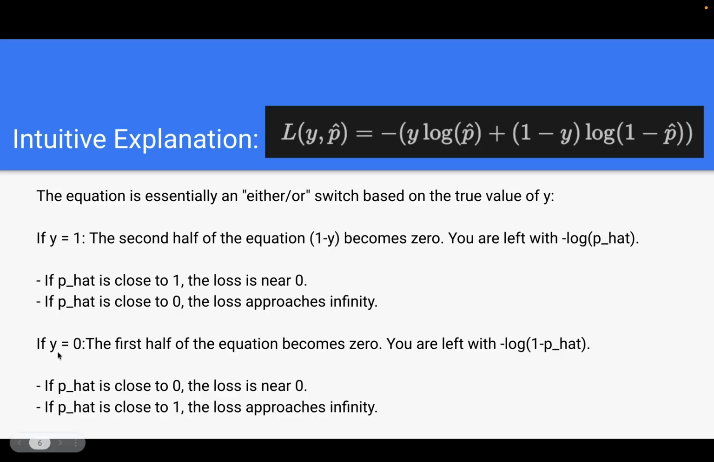If your ground truth, which is y, is equal to 0, then the first half of the equation becomes 0. So this section becomes 0, we are left with this one. So here we'll have minus of log of 1 minus p hat. Here if p hat is close to 0, the loss is near 0. If the p hat is close to 1, the loss approaches infinity. So here we'll be keeping a 1 here such that this will turn into 0. If it is close to 0, then it is reaching infinity. The loss will be reaching infinity.